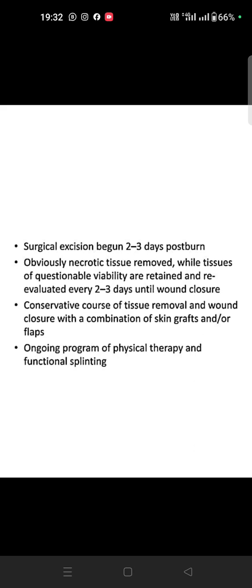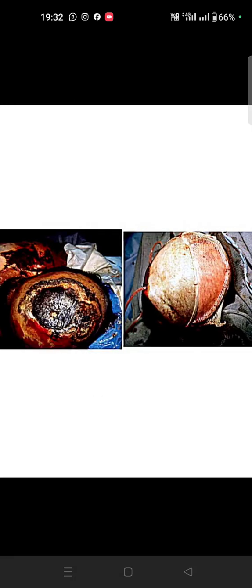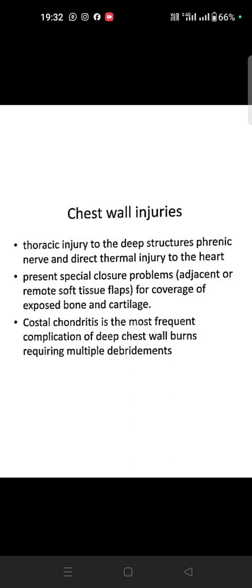Wound closure is done every 2 or 3 days. Conservative care involves tissue removal and wound closure, with a combination of skin grafts or flaps. Physical therapy and functional splinting are an ongoing process. Now electrical injury wound management: the wound is a true high-tension injury, sharply demarcated, always full thickness, with a leathery appearance.